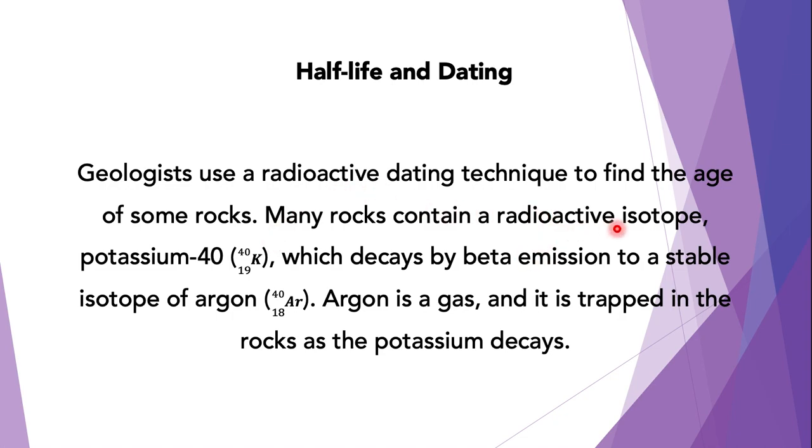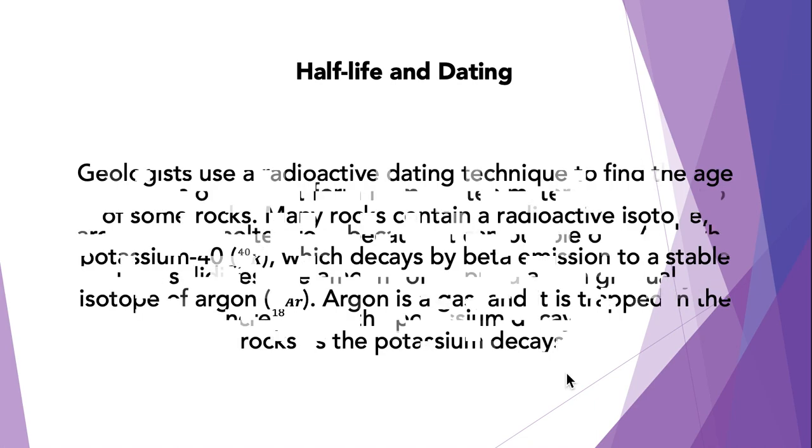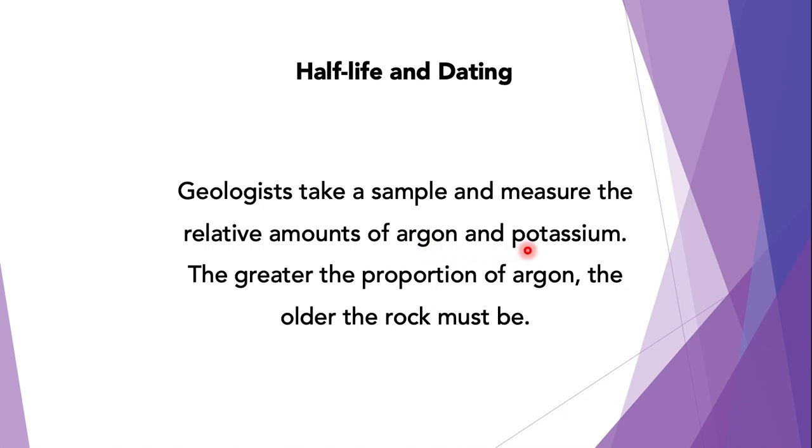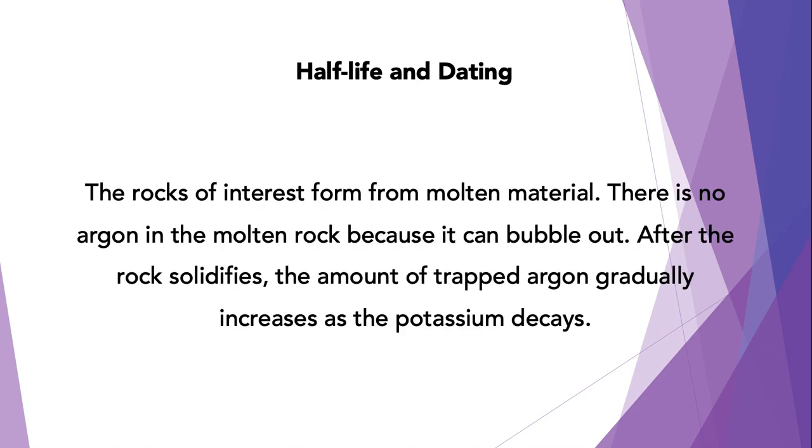Geologists use a radioactive dating technique to find the age of some rocks. Many rocks contain a radioactive isotope, potassium-40. This decays by beta emission to a stable isotope of argon. Argon is a gas and it is trapped in the rocks as the potassium decays. The rocks of interest form from molten material, so there is no argon in the molten rock because it can bubble out. After the rock solidifies, the amount of trapped argon gradually increases as the potassium decays. Geologists take a sample and measure the relative amounts of argon and potassium. The greater the proportion of argon, the older the rock must be. This is another technique geologists use to find the age of some rocks.